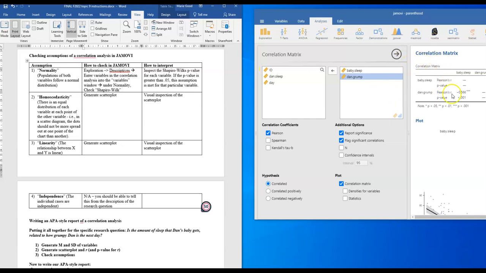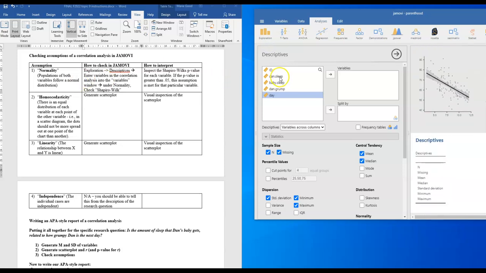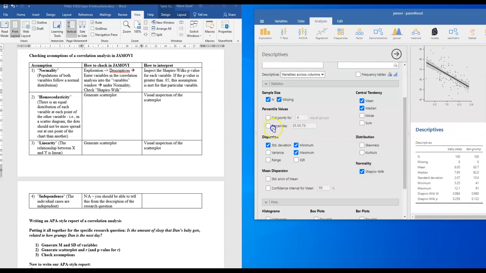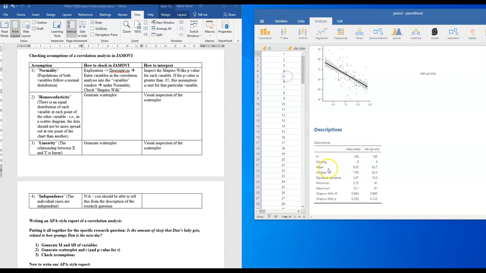Correlation, we're not going to get it automatically from the correlation output. We have to go and look for it. Thankfully, it's really easy to do. We just go to Exploration, Descriptives, enter our variables, baby sleep and Dan Grump, in the variables window, and see how there's an option here under Normality, Shapiro-Wilk. If you just check that box, it will add to your output, see at the bottom, Shapiro-Wilk.